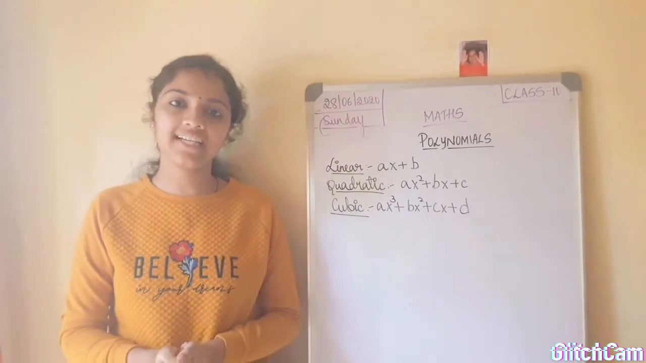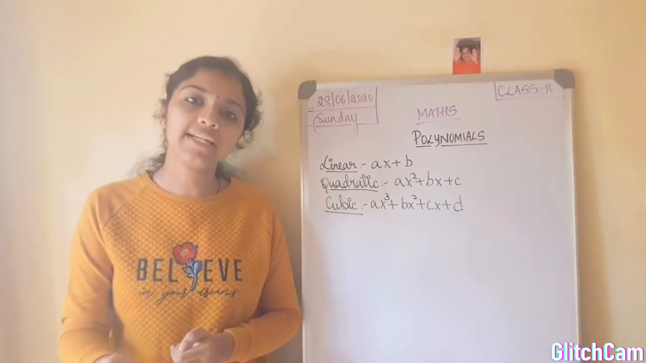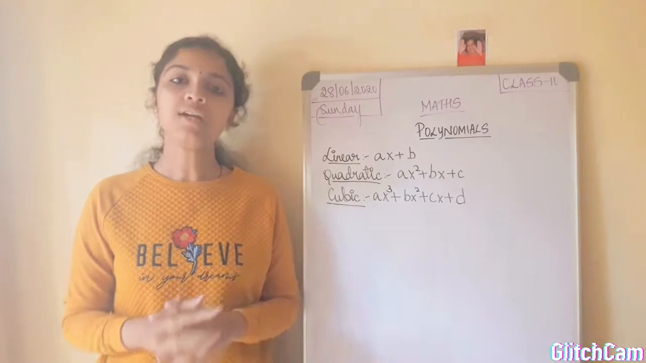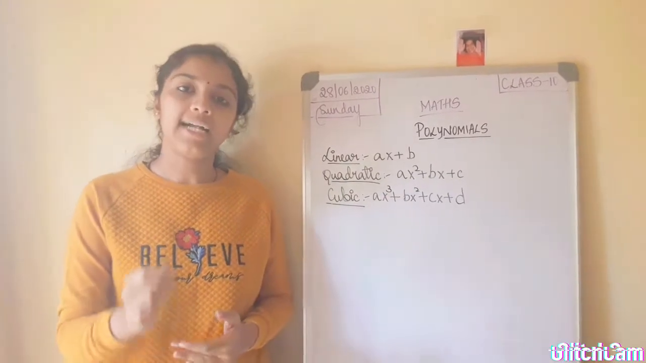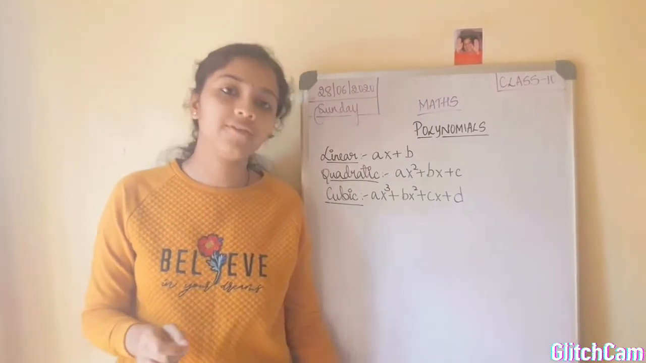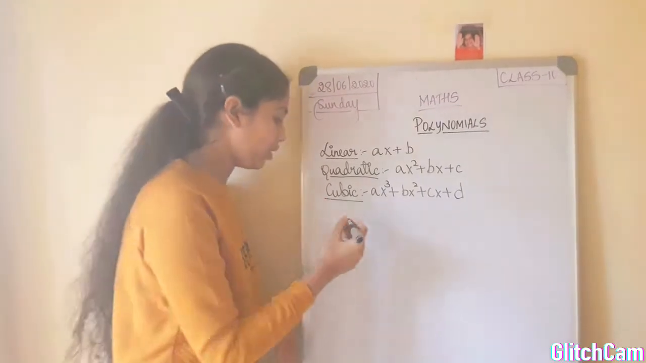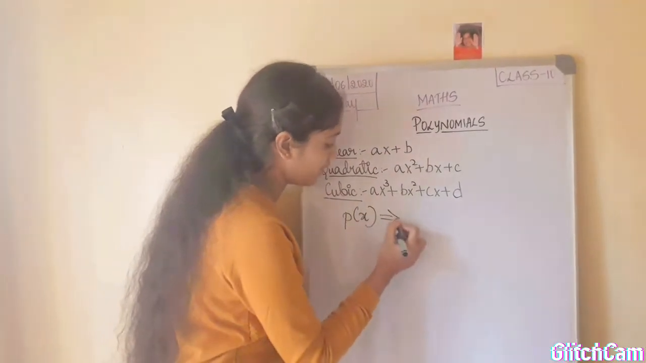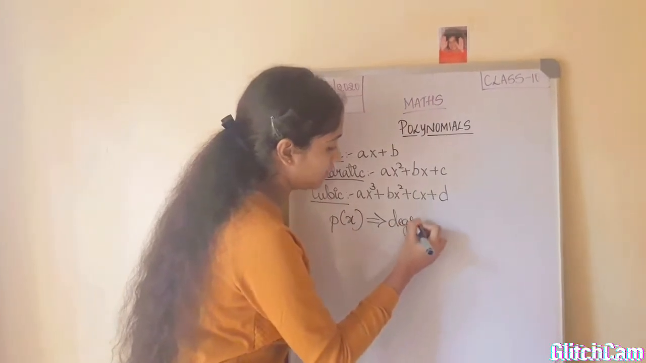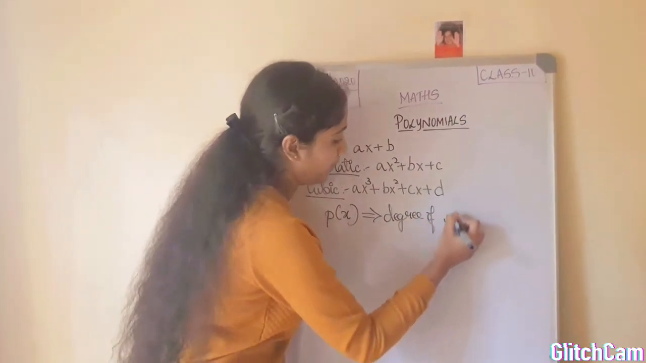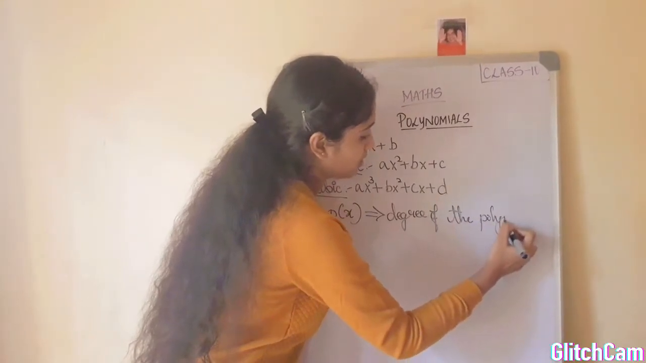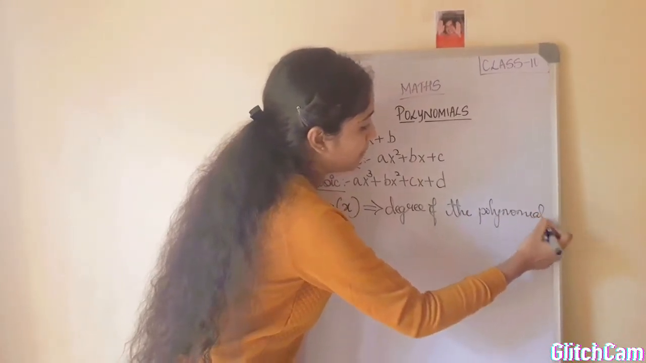Today we will be discussing polynomials. You have already studied polynomials in one variable and their degrees in class 9. So now let's recall that the highest power of p of x in any polynomial is what we call the degree of the polynomial.